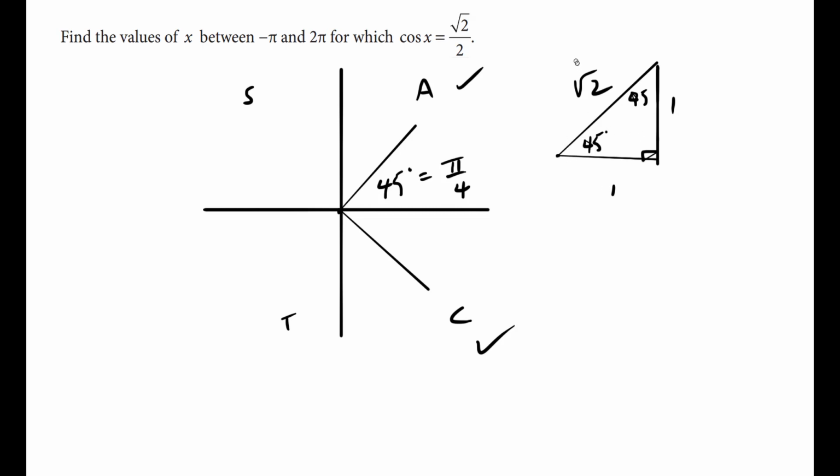is adjacent over hypotenuse, which is 1 over root 2. 1 over root 2, if you rationalize it, you multiply top and bottom by root 2. It's the same thing as root 2 over 2, which is over here. Sorry about the handwriting there.